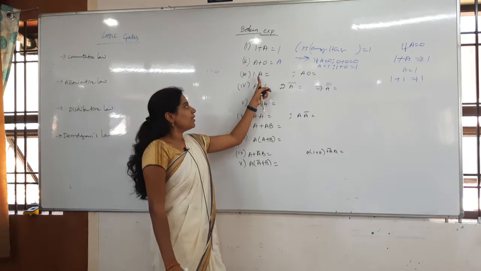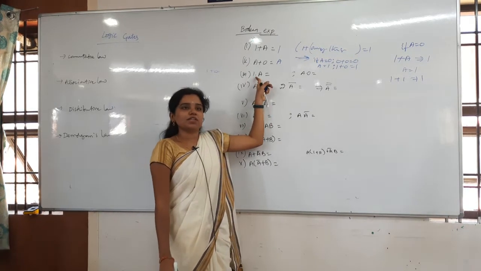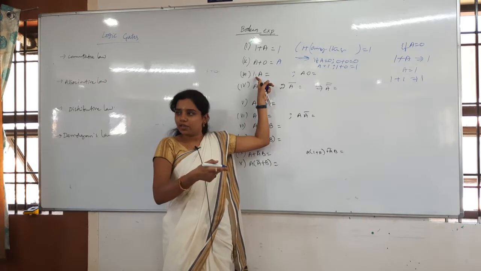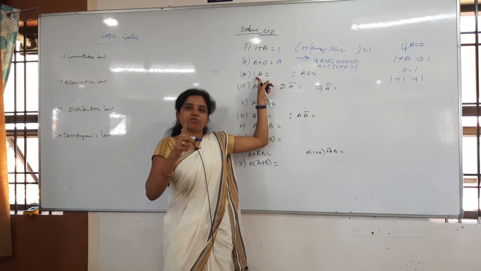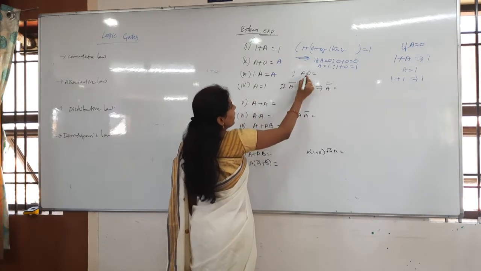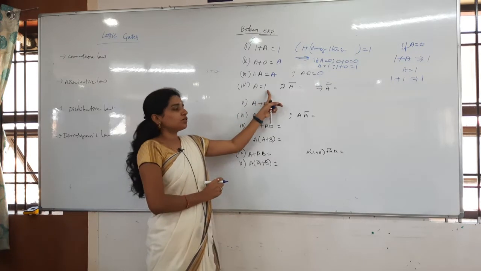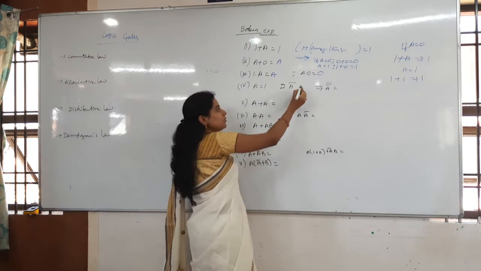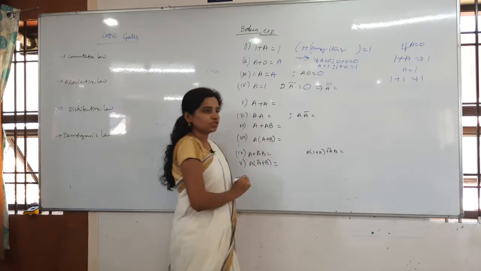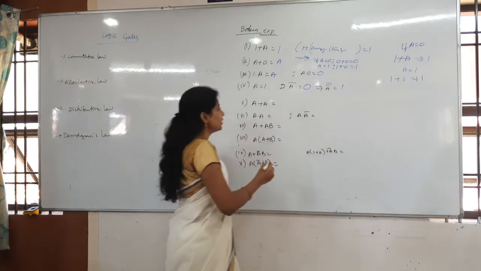Then 1 dot A. A only, right? If A is 0, what is the answer? 0. So A. Then if A is 1, the answer is 1. So again A only. So the answer here is A. A into 0 is of course 0. Then if A is equal to 1, then A bar is equal to how much? Everybody knows this already? 0. A double bar is equal to 1. I only said the answer.